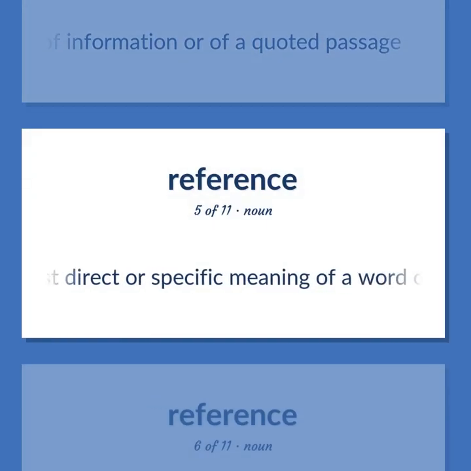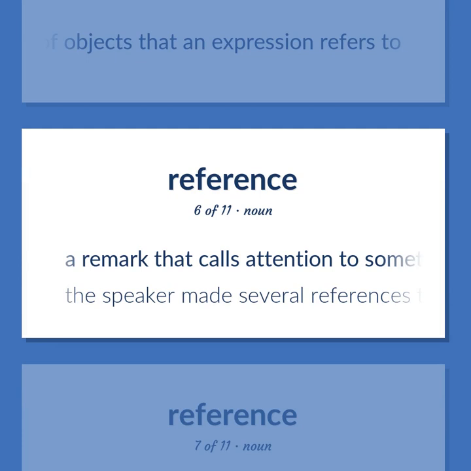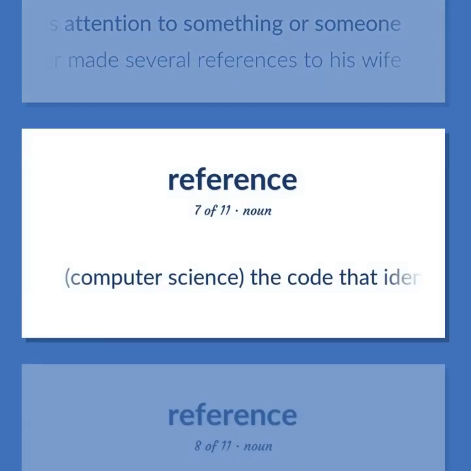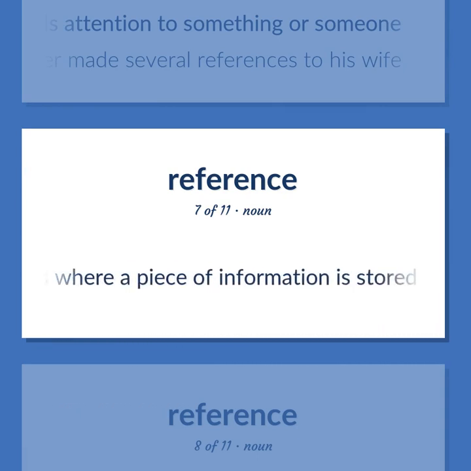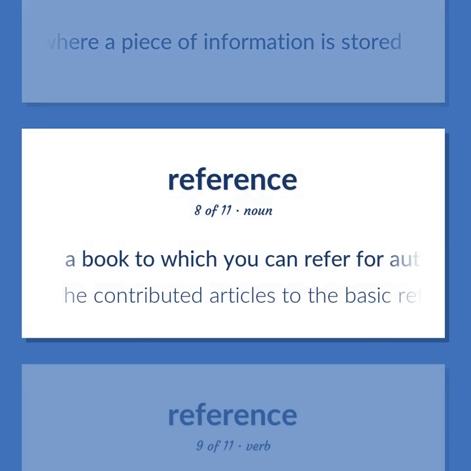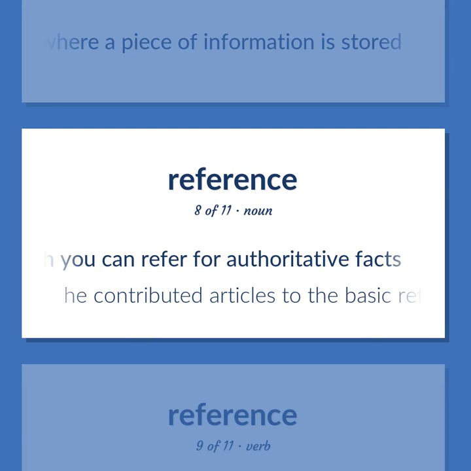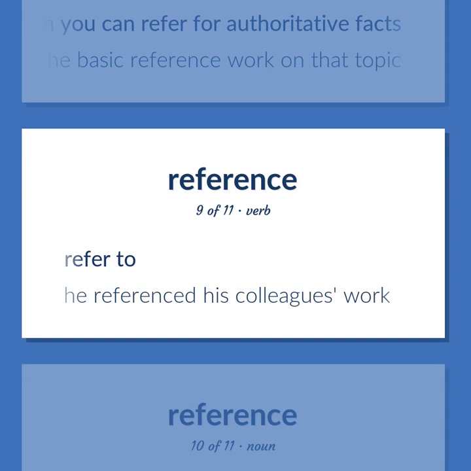The most direct or specific meaning of a word or expression. The class of objects that an expression refers to. A remark that calls attention to something or someone. The speaker made several references to his wife. Computer science. The code that identifies where a piece of information is stored. A book to which you can refer for authoritative facts. He contributed articles to the basic reference work on that topic. Refer to. He referenced his colleague's work.